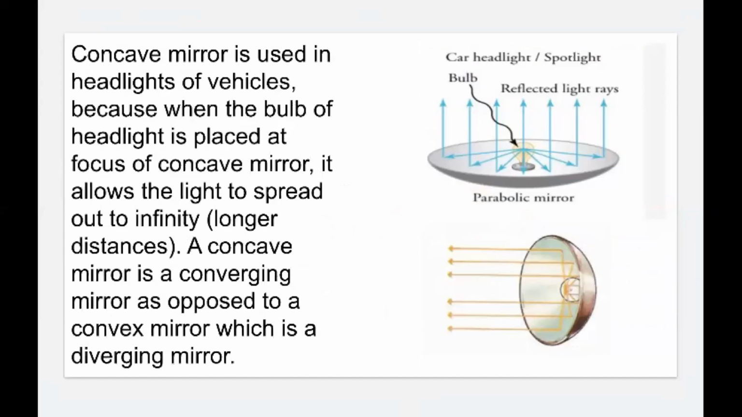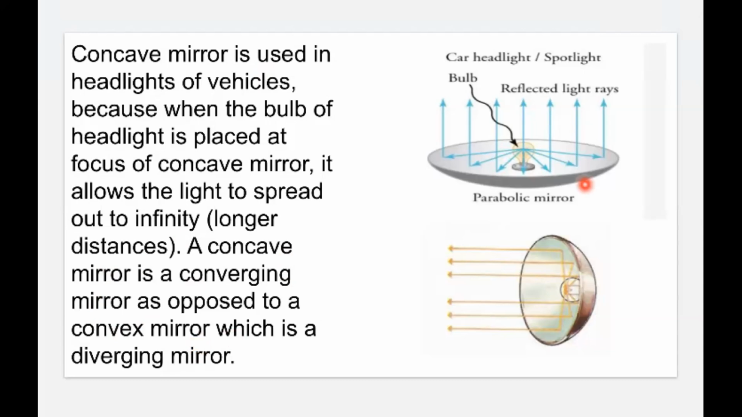The next use of concave mirror is that they are used in headlights of vehicles, because the bulb of the headlight is placed at the focus of the concave mirror. It allows the light to spread out to infinity. Infinity here means a longer distance. A concave mirror is a convergent mirror, as opposed to a convex mirror, which is called a diverging mirror.